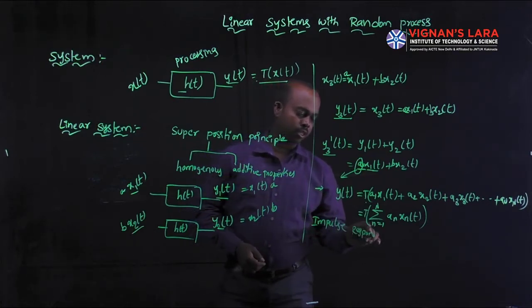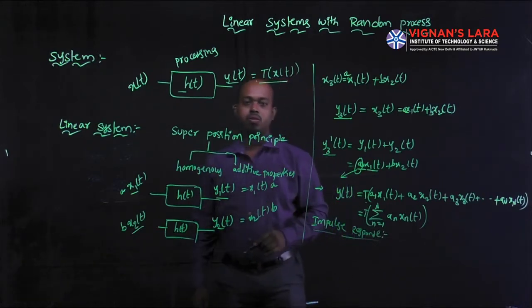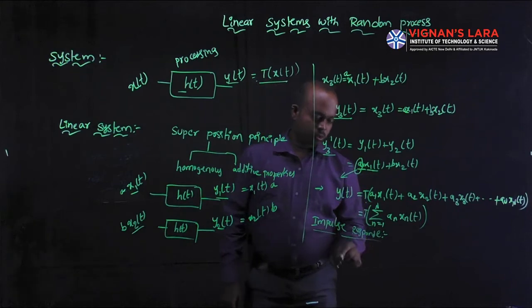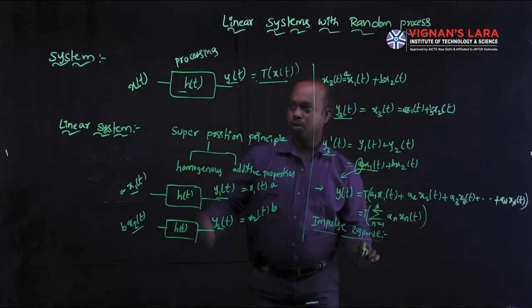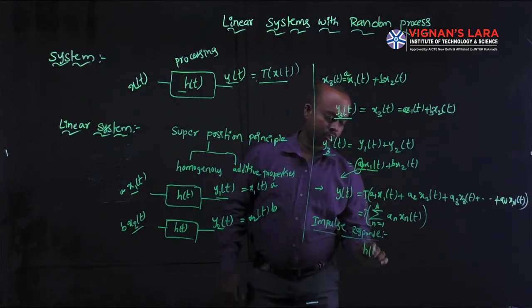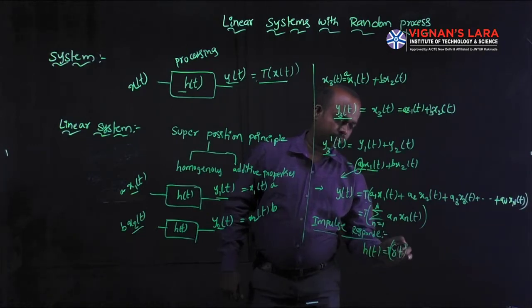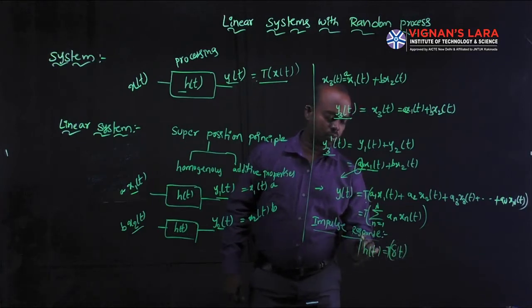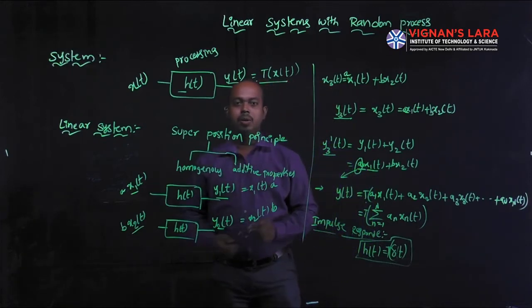By using the impulse response, we can find any system response. The impulse response is denoted with the delta symbol. We take the system function h(t) as the transformation of the impulse function. It's a basic relation: we can find any system response by using the impulse response.